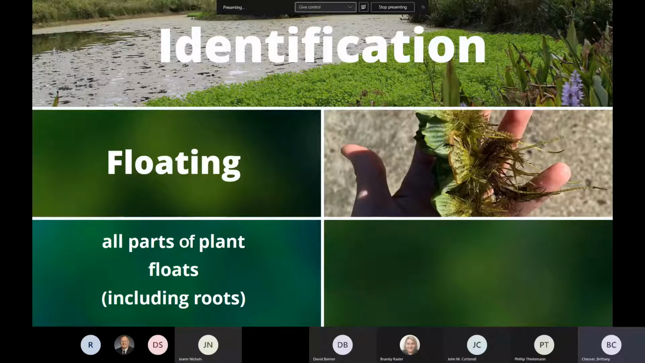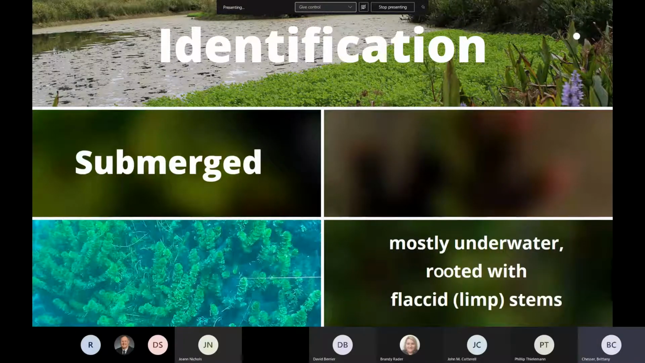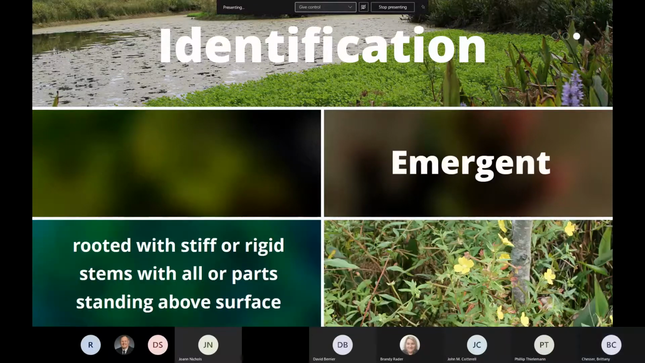We have our floating vegetation. This is where all parts of the plant float, including the roots. We have our submerged vegetation, which are mostly underwater and rooted with limp stems. And then we have our emergent vegetation, which is rooted with stiff or rigid stems with all or parts standing above the water's surface. And so you'll see later on that water lilies are actually included in the emergent classification because while they do have floating leaves, they have very large root systems that are going underneath the sediment.